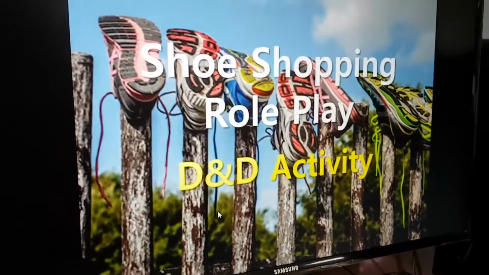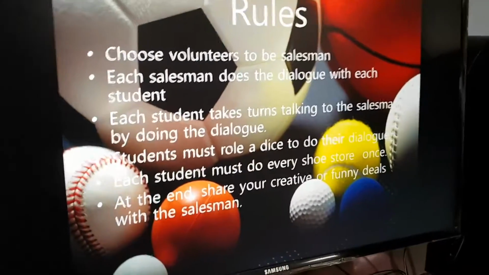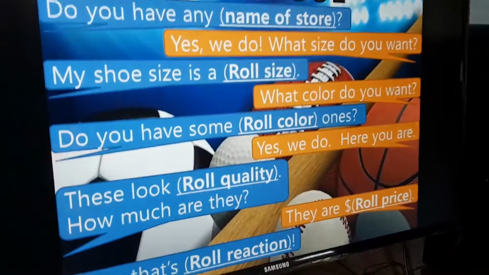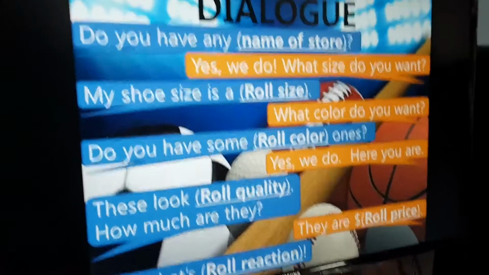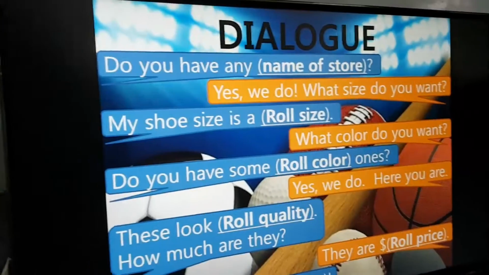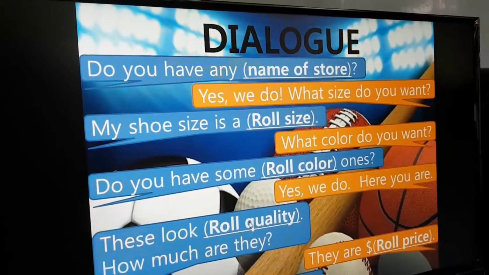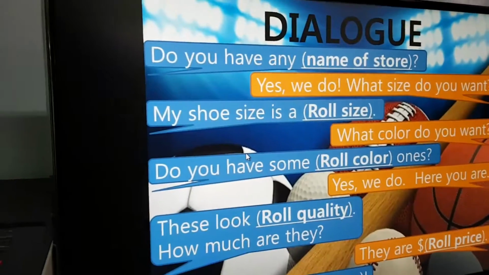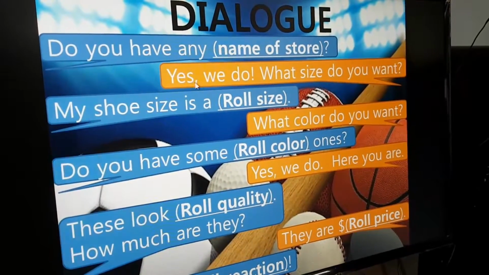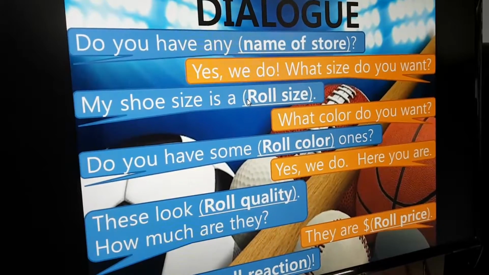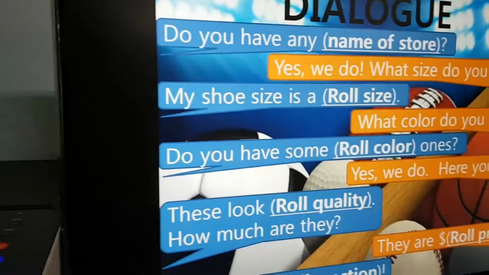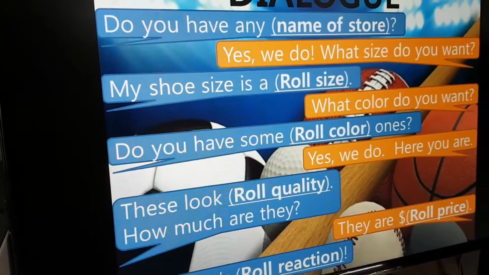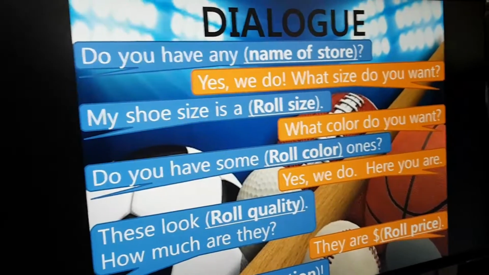It's like D&D, like Dungeons and Dragons. I don't know, I've never played it, but I know the concept. It's pretty much you have to roll the dice for different answers or whatever. So I would have this dialogue on each paper, and they would go around doing the dialogue with every student. And then you can roll the dice for different answers.